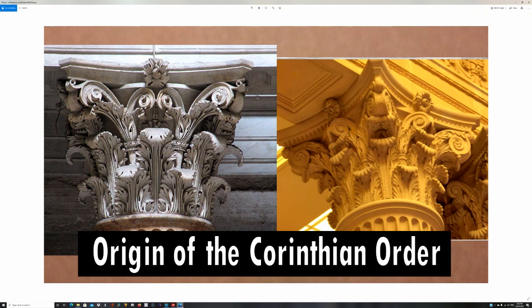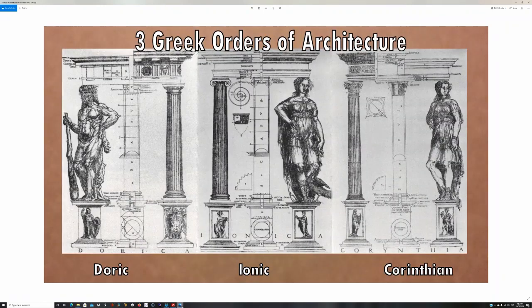The column capitals are not the only feature which would define the Corinthian order. Here we see an older illustration of the three Greek orders of architecture. There are small details that would define the difference between a Doric, an Ionic, or a Corinthian temple, but generally you can use the column design to separate them.